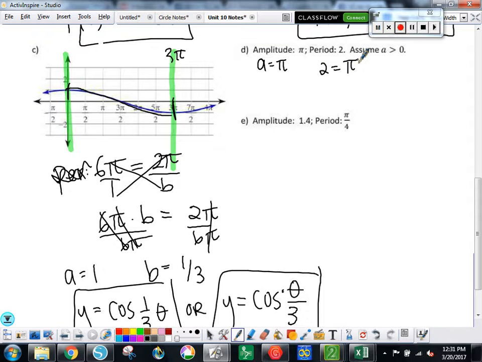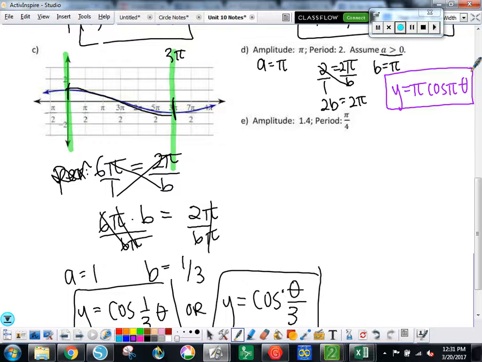2 pi over b. So I don't know b, but I can use the 2 pi over b to figure it out. So 2b equals 2 pi. So what does b equal? Pi. And a is greater than 1, which means a is positive, right? Which we don't really write normally. So using this information, we now have our a and our b. Our function would be y equals a pi cosine b pi theta. A little bit ugly.